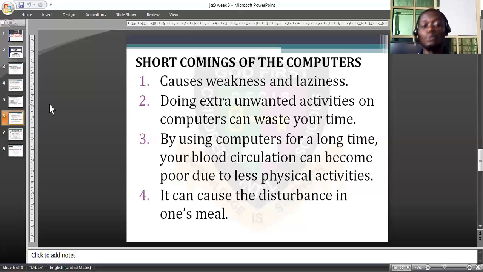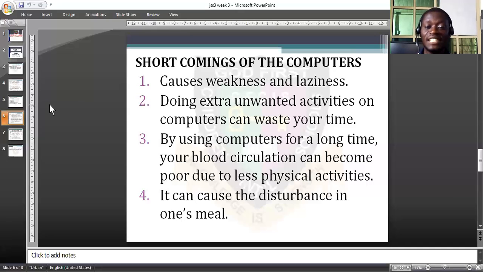Like we all know, when we're playing games at home, we will not eat until we finish playing the game. It causes disturbance in one's meal. I remember when I was a kid, if I was playing a particular game and didn't see the end of it, I would not leave the game. I would not eat either until I was forced, or there was a power failure before I would stand up. And the same thing is still happening to some of us nowadays.